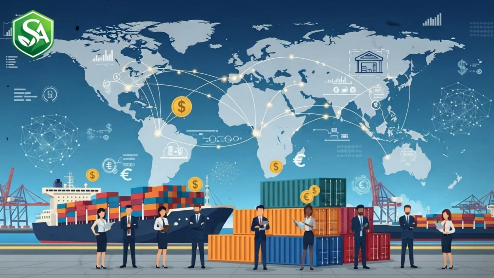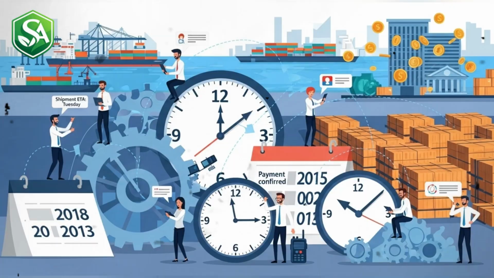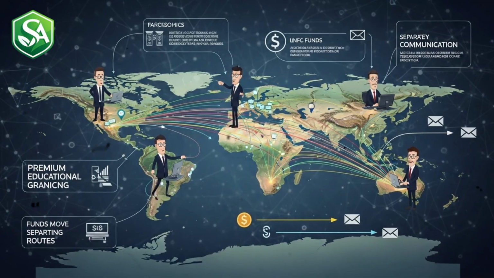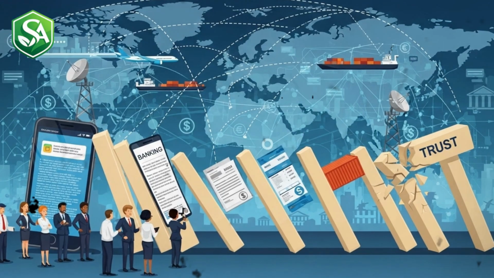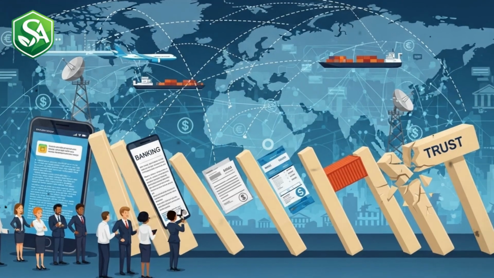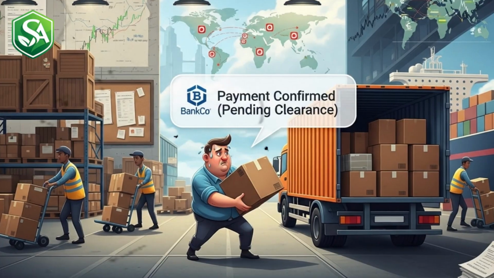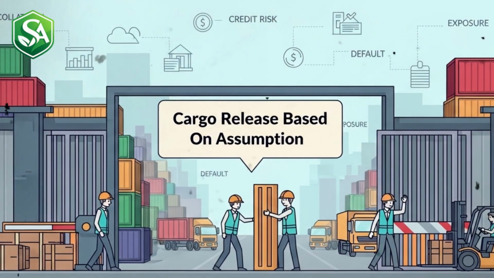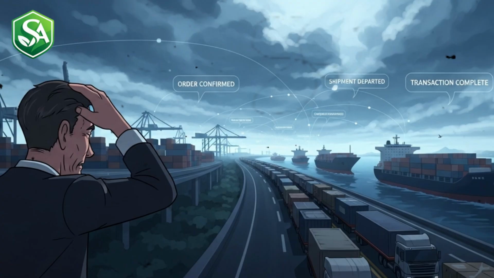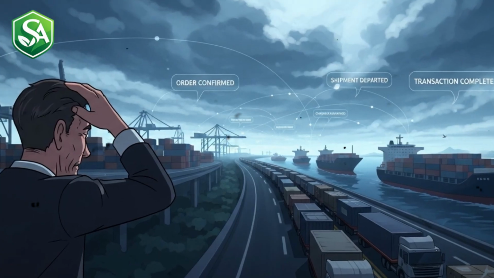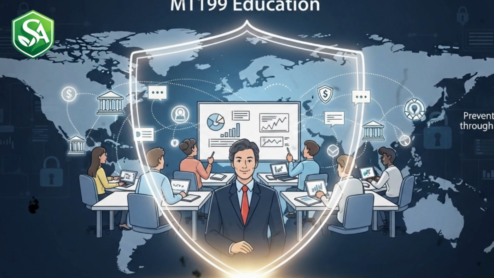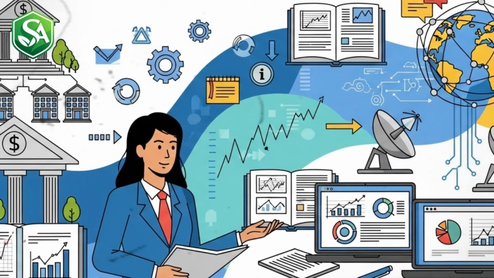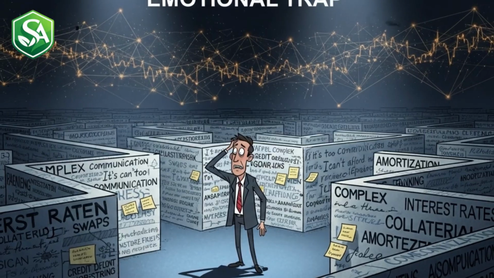Now, let's talk about why this matters for import-export. Import-export is built on timing. Goods move, documents move, money moves. Trust moves. And when one side misunderstands a banking message, the whole deal can collapse. A seller may ship too early. A buyer may claim payment too early. A logistics company may release goods too early. And once goods move, recovery becomes difficult. This is why MT199 education is not just technical. It is financial self-defense.